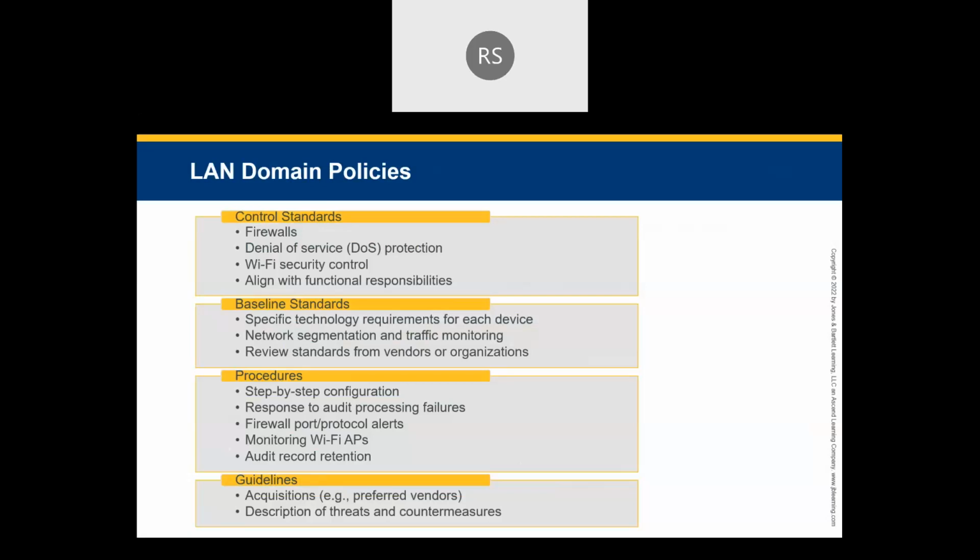So the control standards in the LAN domain focus on implementing security measures to protect the network and its resources. These standards may include the configuration and management of firewalls, maybe the implementation of denial of service protection mechanisms, Wi-Fi security controls, or also something that's crucial to secure wireless network access within the LAN. So control standards should align to the functional responsibilities and define the required security controls for devices and users.